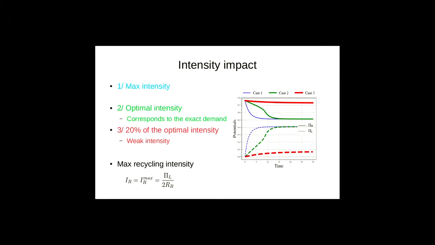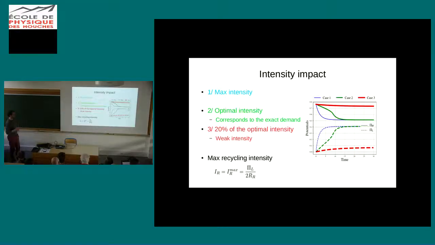So, intensity impact. What happens if we are working at a specific intensity chosen in order to show something? If we have the maximum intensity, so we are working at the only value for which there is only one solution of the production, what happens here? We are looking at the potential as a function of time, and the potential is decreasing very fast. We can see that the high potential decreases and the low potential increases. So the difference of potential here is pinched, so we cannot produce a lot anymore.